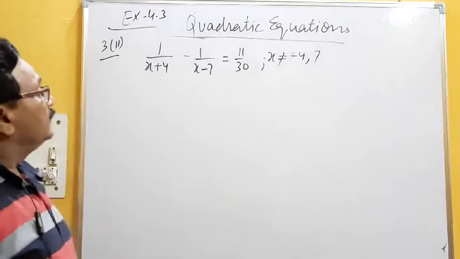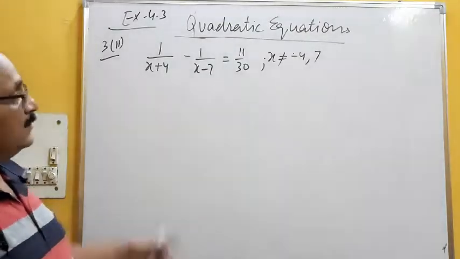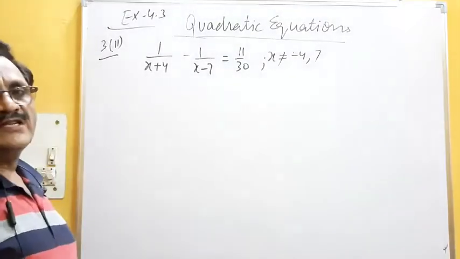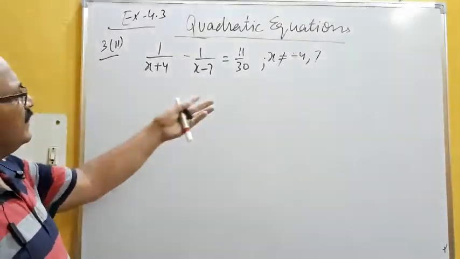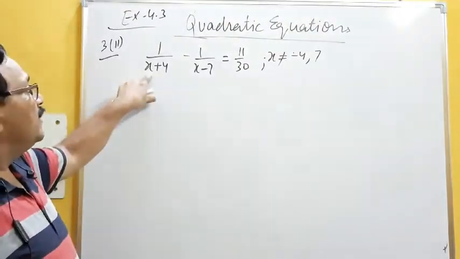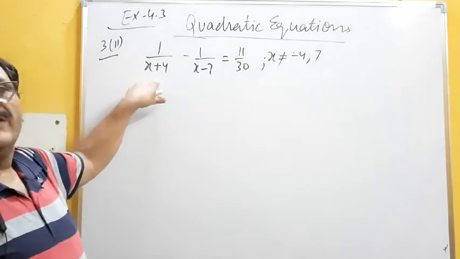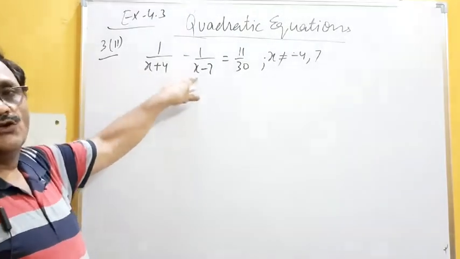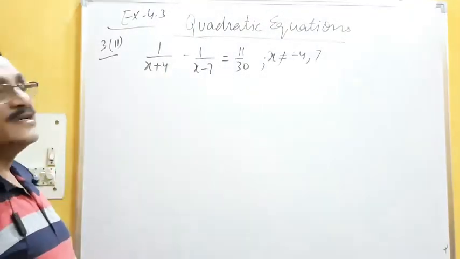Now see the second part. Same thing. x not equal to minus 4 and 7. Just you check them. It is given only for that. If your answer is coming minus 4, if I put minus 4 here, 1 upon 0, infinity. If I put 7 here, so x should not be equal to minus 4 and 7.